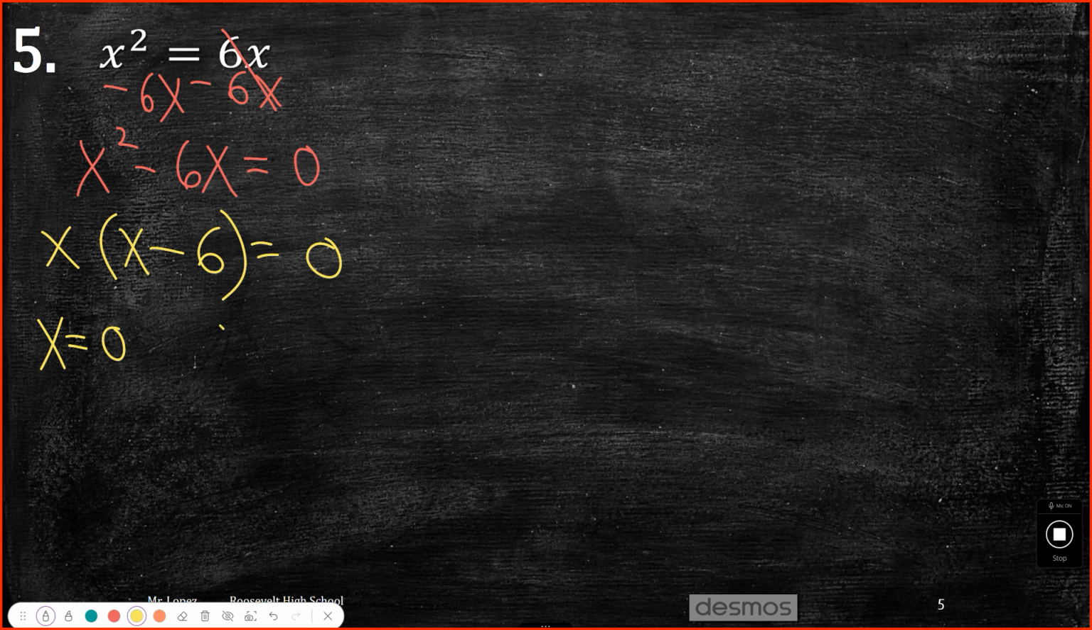And then we go x minus 6 equal to 0. And we solve this. What do I do to solve it? How do I get the x by itself? Plus 6. So x is going to equal 6. So the solutions are 0 and 6.